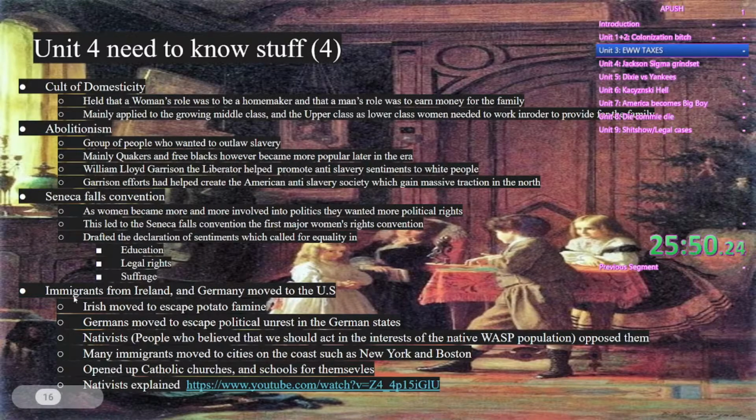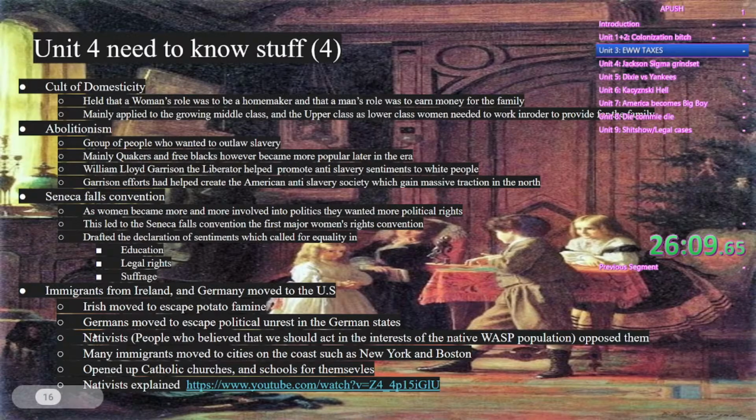For immigration, you had immigration waves from Ireland and Germany to the U.S. during the 1840s and the 1850s. The Irish predominantly moved to escape a potato famine, which was killing a lot of people. Germans moved to escape political unrest in the German states.